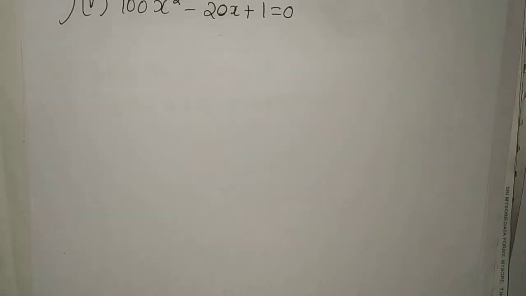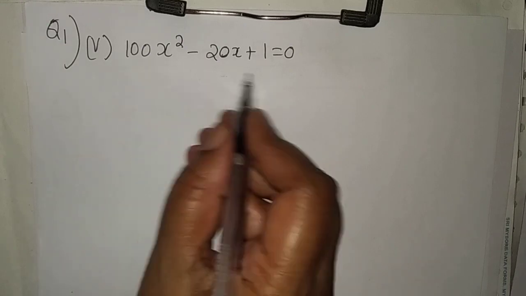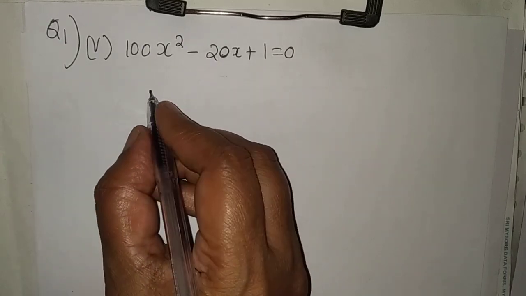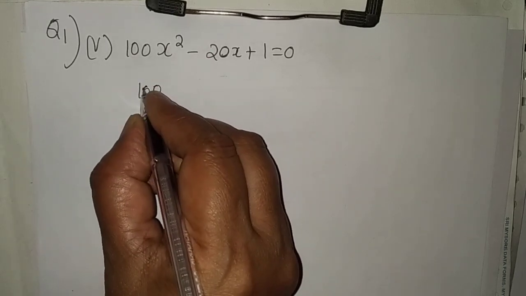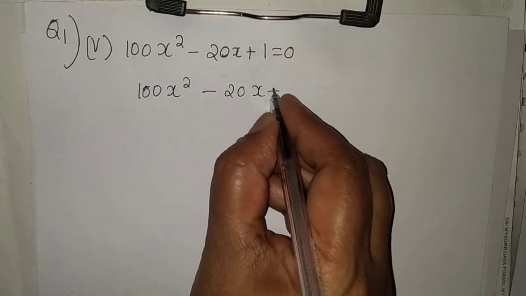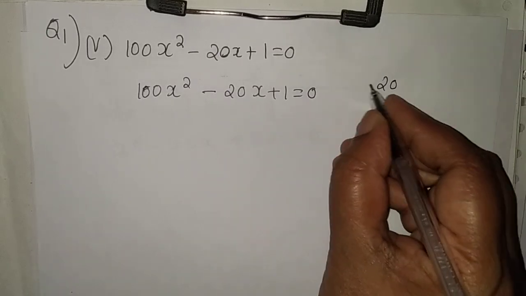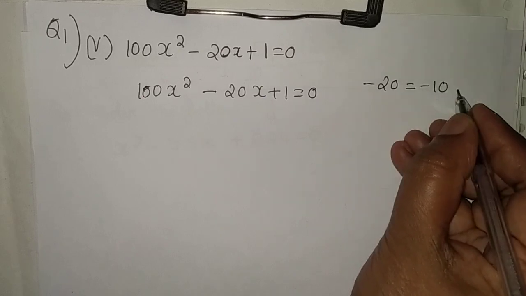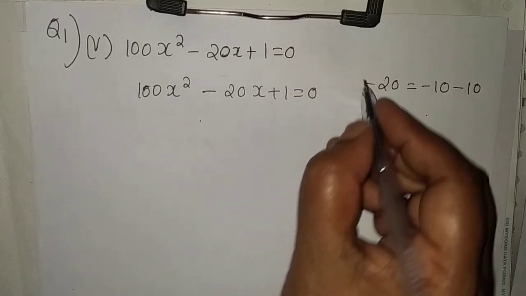Fifth problem is 100x square minus 20x plus 1 is equal to 0. So the given quadratic equation is this one, that is the last problem of the first question. So we'll take this 100x square minus 20x plus 1 is equal to 0. Now minus 20 can be written as minus 10 minus 10. This can be applied here.